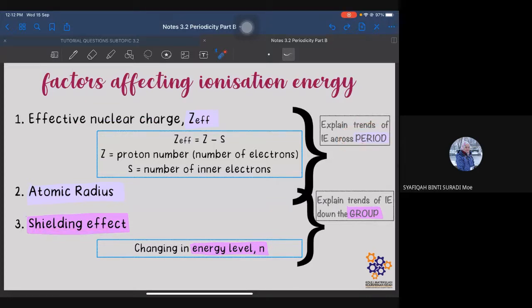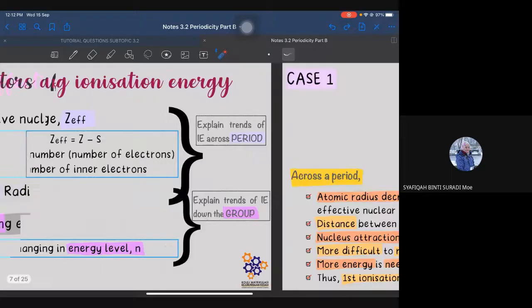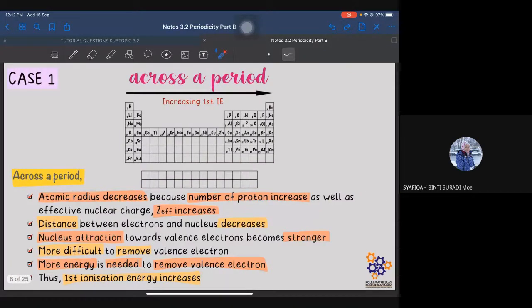Dia ada kena mengena dengan changing in energy level, and so kita akan explain untuk down the group. Okay. So now let's see the first case, which is across the period. So we know that across the period, from left to right, the first IE increasing. So kenapa? So kita tengok dia punya explanation.